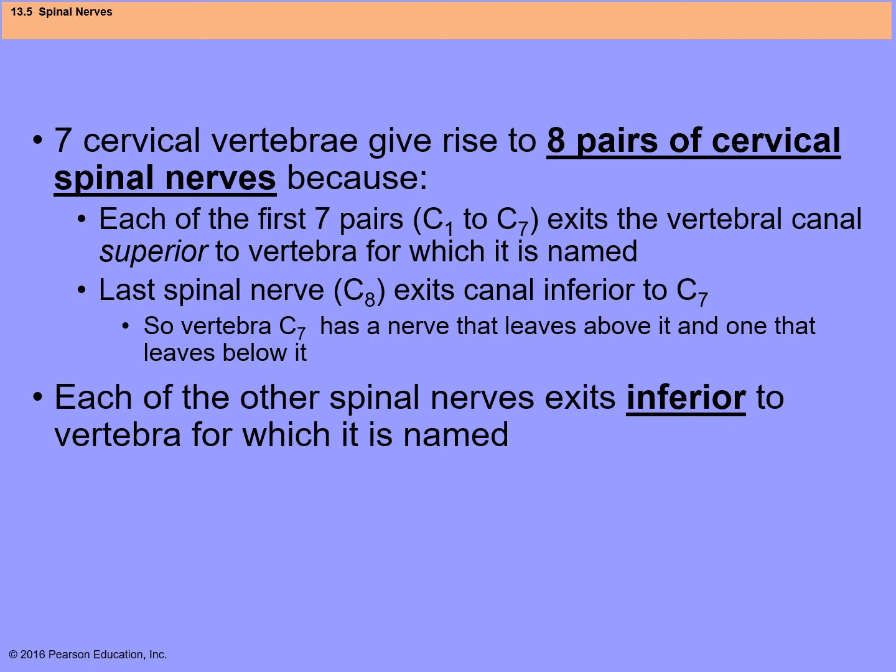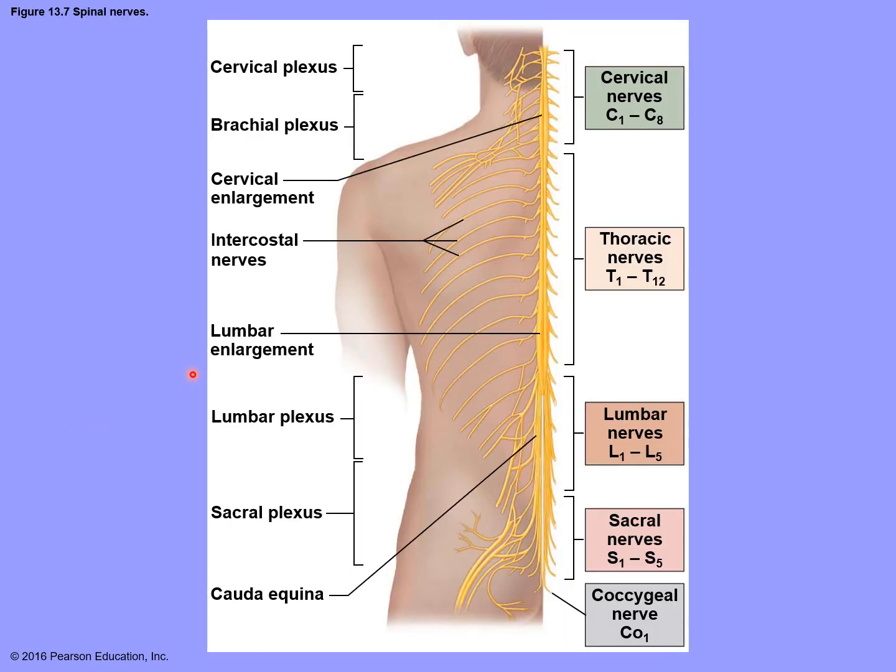Each of the other spinal nerves are going to be exiting inferior to the vertebrae for which it is named. So you can see up here how it's divided: the cervical, thoracic, lumbar, sacral, and coccygeal nerves.